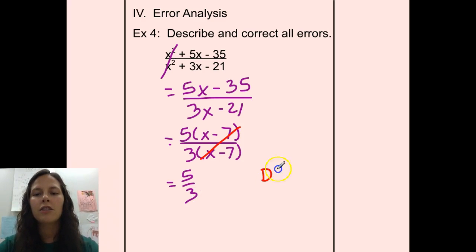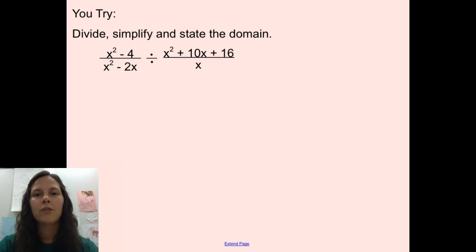For my domain restrictions, I had x minus 7 in the denominator. That cannot equal 0, so my domain is x cannot equal 7. I would like you to find and correct any errors you found in that simplifying and domain restriction process, and we'll start class taking a look at that together. And you also have one U-Try question: simplify, divide, and find any domain restrictions.